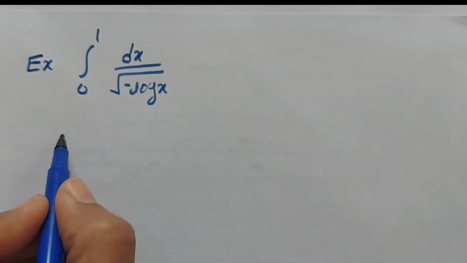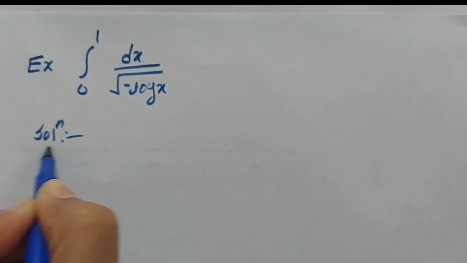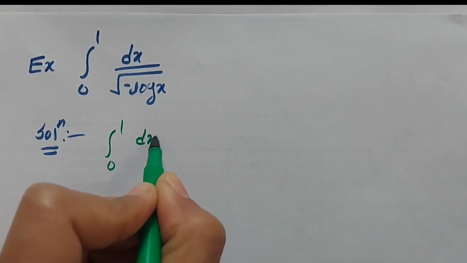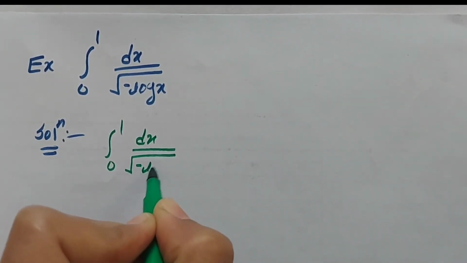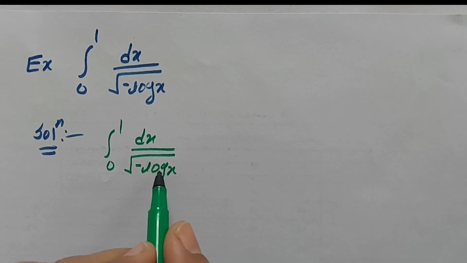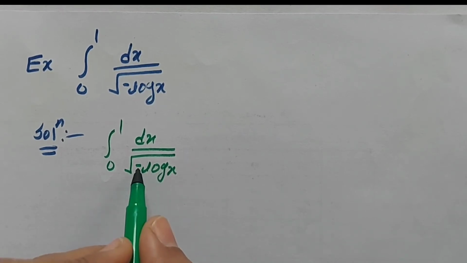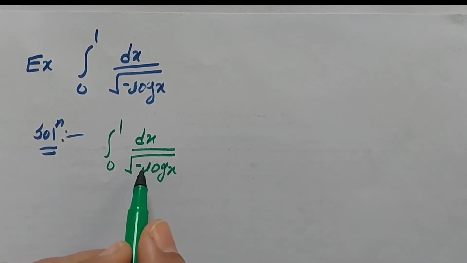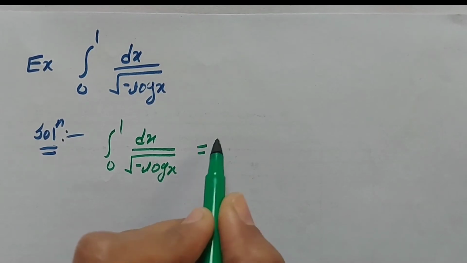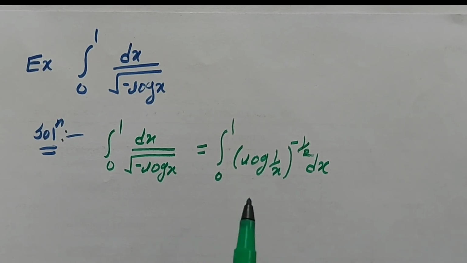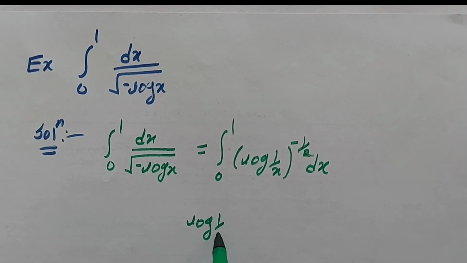Here, this integral: integral 0 to 1 dx divided by under root of minus log of x. If you use the property of log, then this term is log of 1 by x. This negative sign shifts into the power of x, so it is log of 1 by x, and this denominator term we shift into the numerator. Now, to convert this term into the definition of the gamma function, we have to put log of 1 by x equal to t.